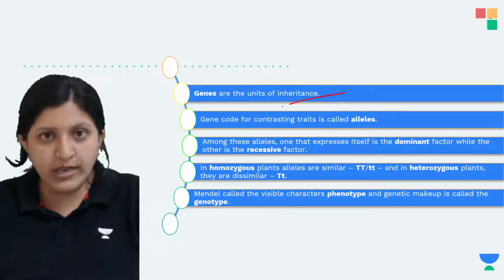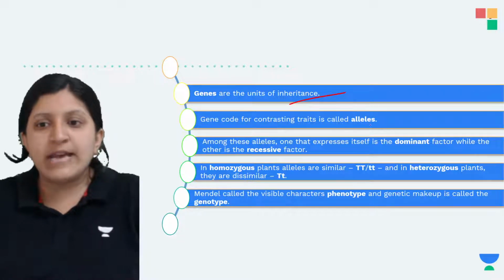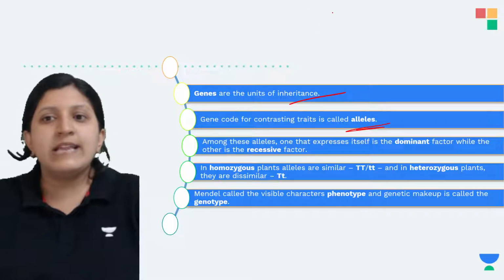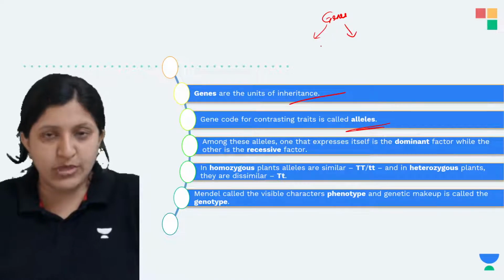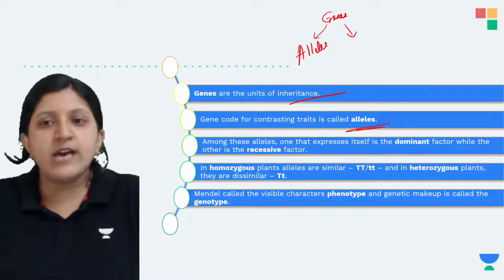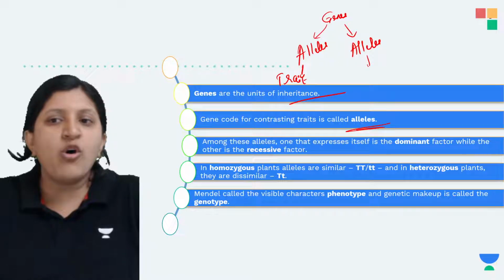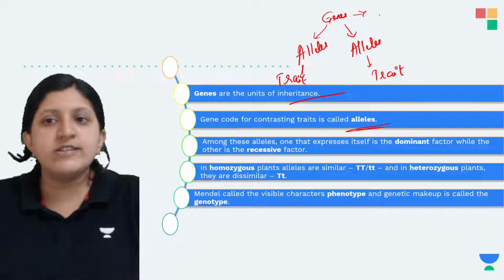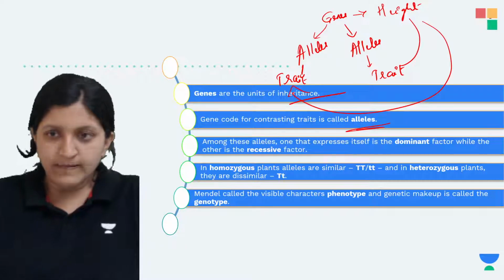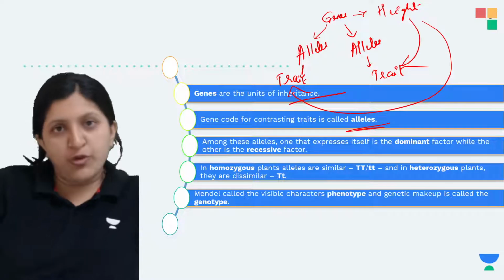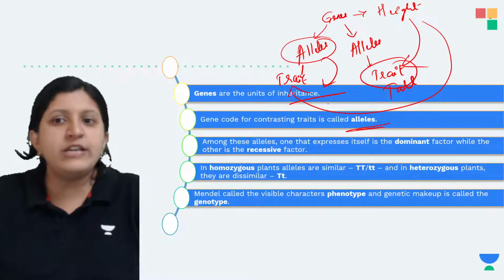Now genes are the units of inheritance. Whenever genes are there, you can find the inheritance pattern. Now genes code for the contrasting traits called alleles. So in that case there is a gene, and this gene is having a pair of contrasting traits which will be expressing for it. Alternative forms of a gene are alleles. These alleles are the ones responsible for expression of the traits. If this gene is responsible for the character height, there are two traits you can find in it. One allele is expressing for the tall trait, and the other allele is expressing for the dwarf trait, that is the short one.